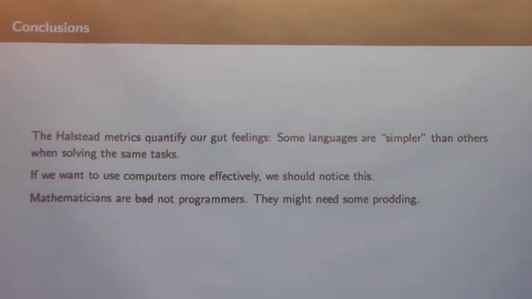So I think that if there are any programmers in the room, I'm not sure who's done how much programming, there's definitely sort of this gut feeling that some languages are simpler than other languages for solving the same problem. And the Halstead metrics give us a way to actually talk about that and a way to quantify how some languages are simpler than others. So I don't think the conclusions here are all that surprising, that it's at least possible to do this. It might be possible to do it in a better way.